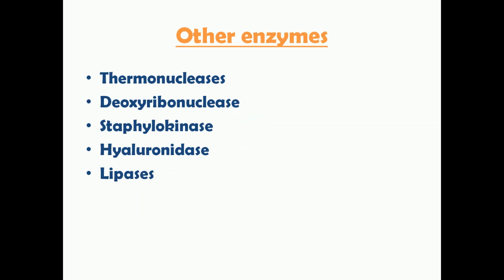And as I've told you, there are other enzymes such as thermonucleases, deoxyribonuclease, staphylokinase, hyaluronidase, lipases. Thermonuclease and deoxyribonuclease are present only in Staphylococcus aureus, and they are absent in the coagulase negative Staphylococcus. The staphylokinase is used to lyse the fibrin clots in the blood, and it will help in spreading the infection to the whole body. Hyaluronidase is helpful in breaking down the connective tissue network and spreading the infection. Lipases also help to break down fat, and they also help in spreading the infection to various parts of the body.